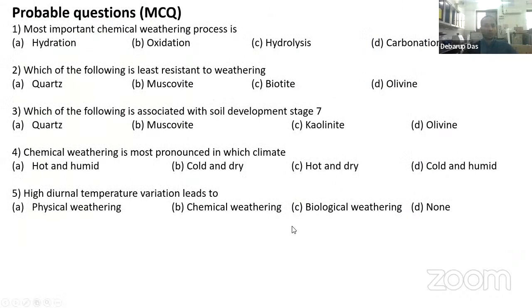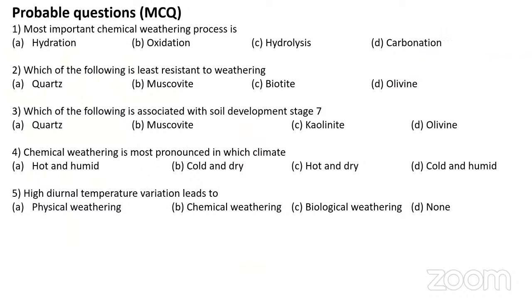So, probable questions: the most important chemical weathering process is? Hydrolysis. Which of the following is least resistant to weathering? Olivine. Which of the following is associated with soil development stage 7? Muscovite. Good. Chemical weathering is most pronounced in which climate? Hot and humid. High diurnal temperature variation leads to physical weathering. Good.